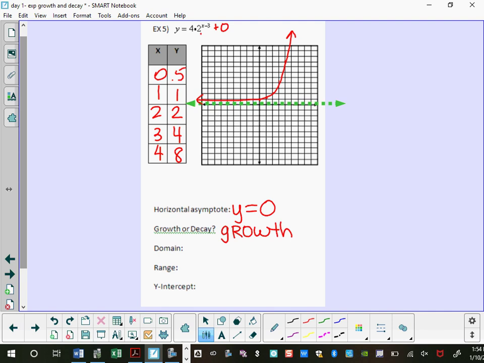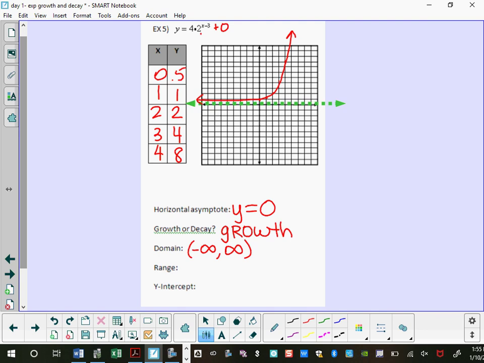My domain from left to right, I'm going on and on and on forever. Even though I'm going up, I'm still going wider. So that's going to be negative infinity to positive infinity. That will always, always be your domain for these graphs.